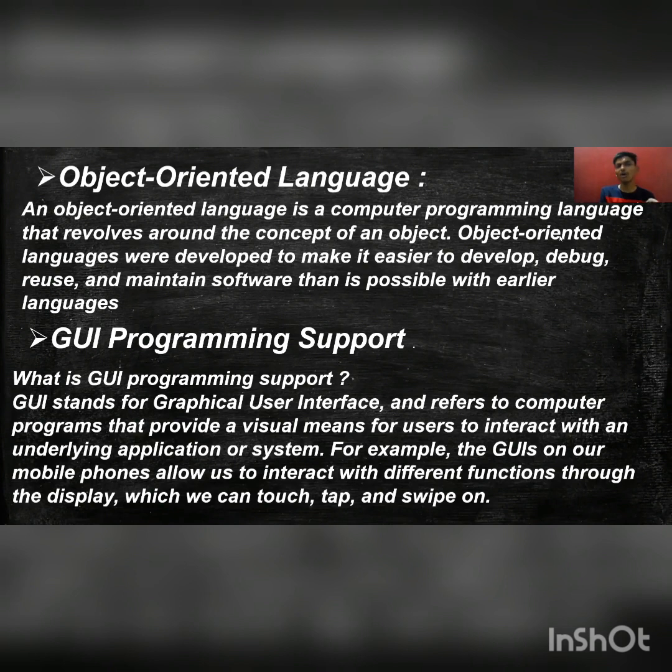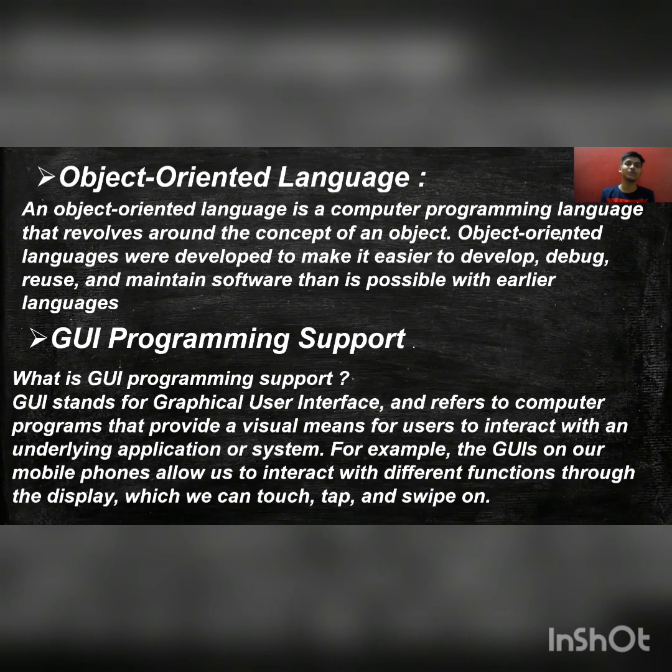Why is Python an object-oriented language? Because it is a computer programming language that revolves around the concept of objects. Object-oriented languages were developed to make it easier to develop, debug, reuse, etc.